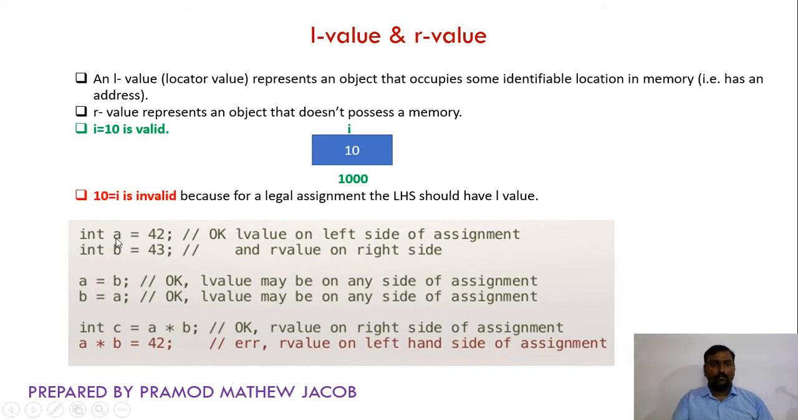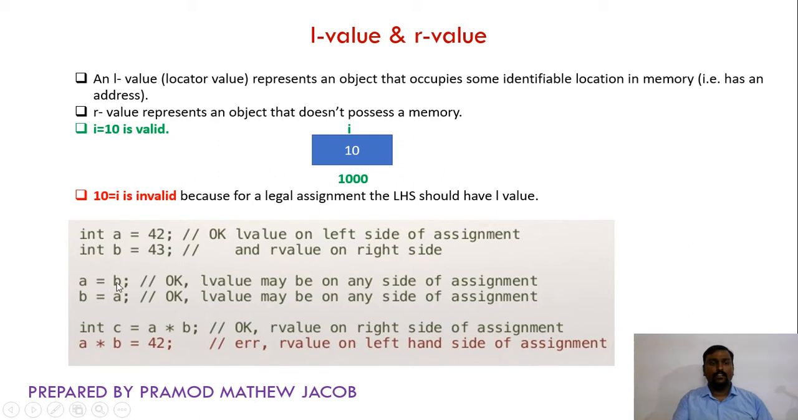Consider the following examples. int a is equal to 42. The LHS is L value and the RHS is R value. So it is an accepted statement. The next statement is int b is equal to 43. Similar to the previous statement, the LHS is having L value and the RHS is having R value. So it is an accepted statement.